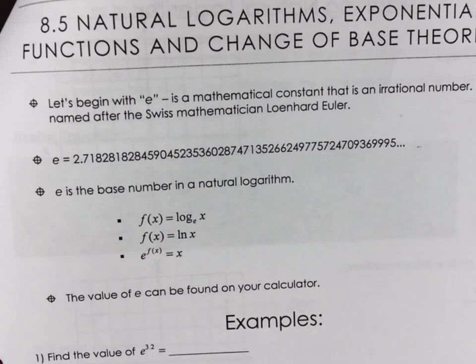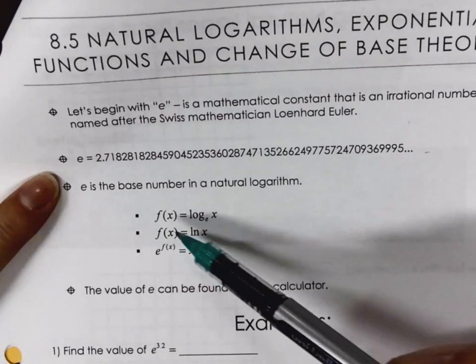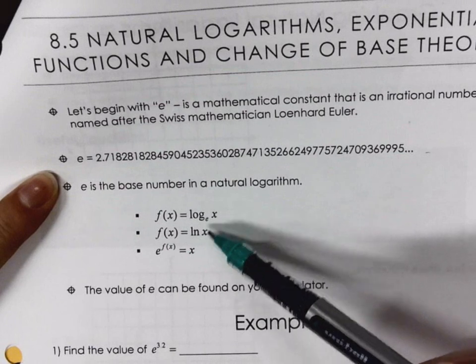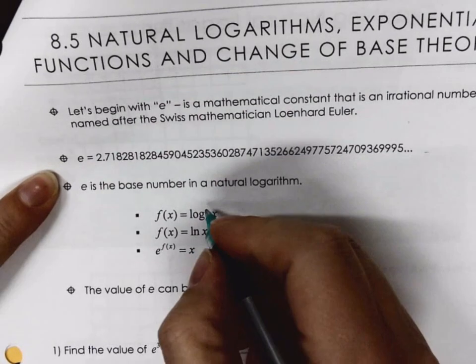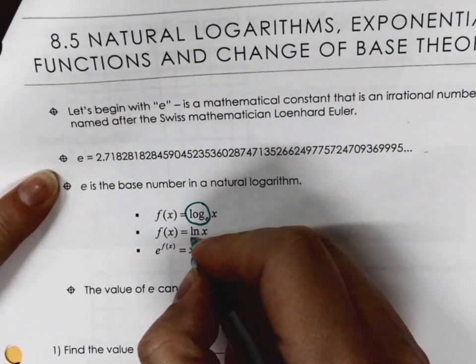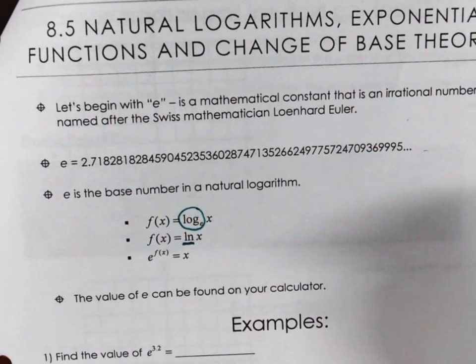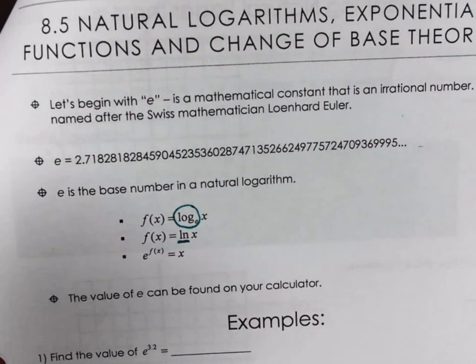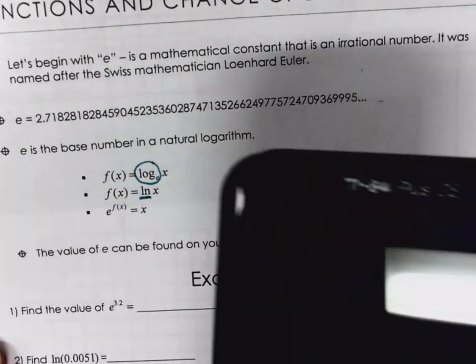e is the base number for a natural logarithm. So just like our common logs have that invisible base of 10, natural logs have an invisible base of e. Okay? So these are all the same thing. Log base e of x, we just rewrite as ln, natural log, and you have an ln button on your calculator.